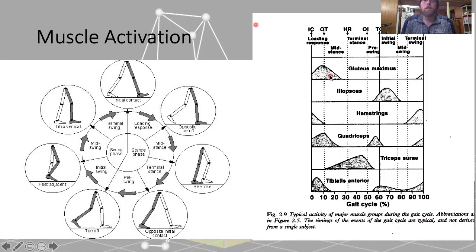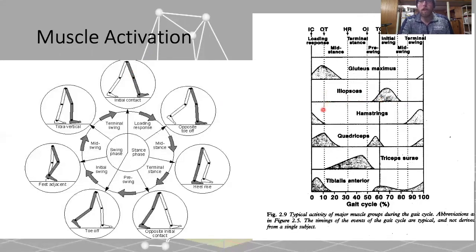What is glute max responsible for? Hip extension. So as we land on the ground and have that initial contact, we want to extend our hip to start to stand up on that leg we just landed on. Iliopsoas, that is our psoas major, our hip flexor. That really isn't active until we get into swing phase. Why? Because we have to pick up our leg to swing it through. We have to flex at the hip.